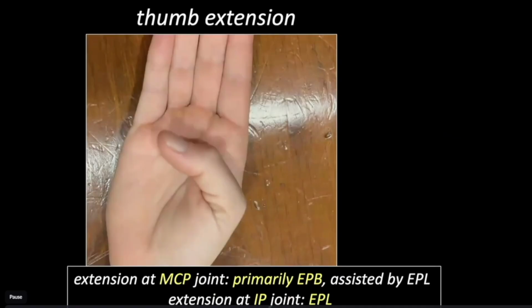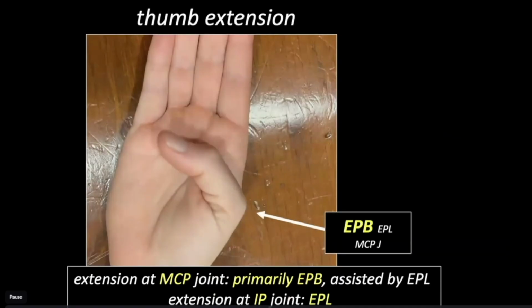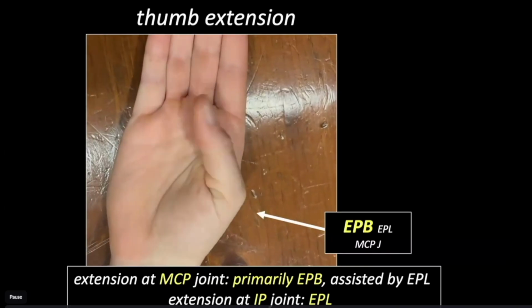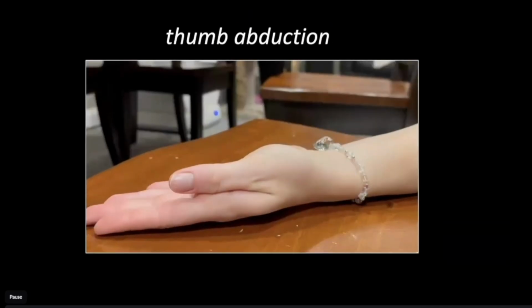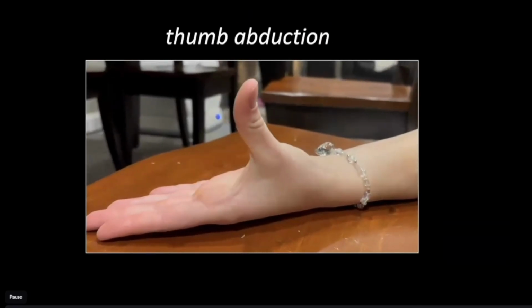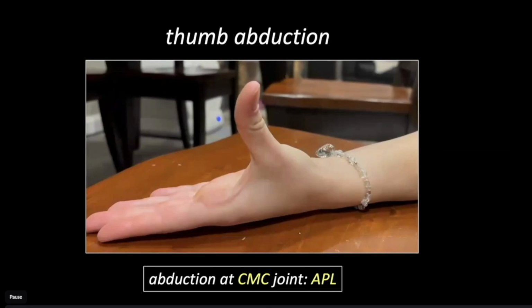Movements of the thumb, just to review, this is thumb extension. EPB is the primary tendon that moves that MCP joint. EPL is just going to assist. And for the IP joint, EPL is the tendon that moves it. Thumb abduction looks like this. Abduction at the CMC joint is performed by the abductor pollicis longus, or APL.